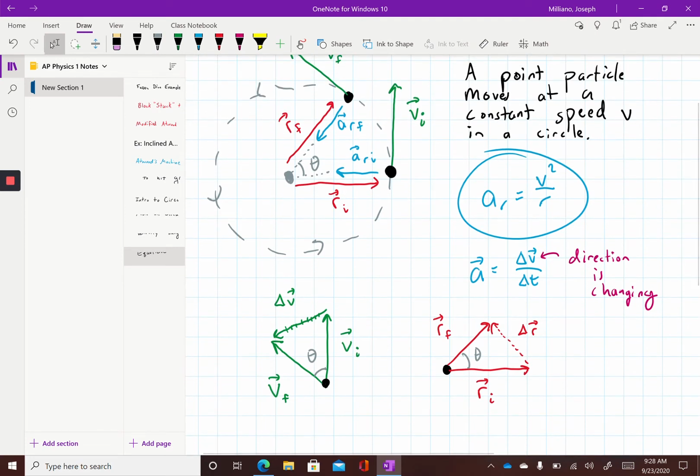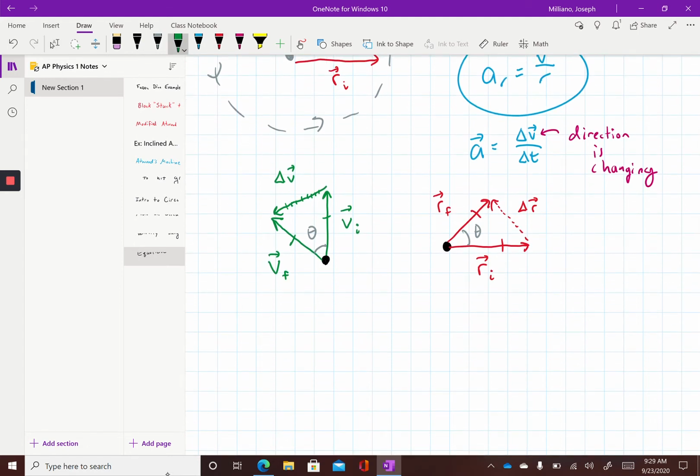Now, here's where the geometry comes in. We have these two sides. This is an isosceles triangle, right? The speed isn't changing. Similarly, the radius here, this triangle is an isosceles triangle because the size of the radius of the circle isn't changing. And so these are isosceles triangles which share an angle between the two congruent sides. As such, the velocity triangle is similar to the radial triangle, or the radius triangle.